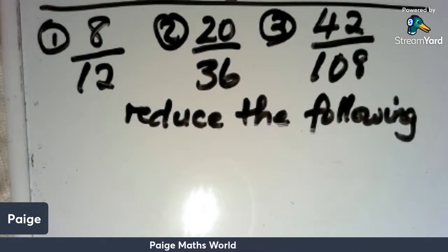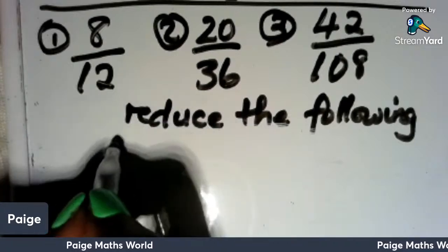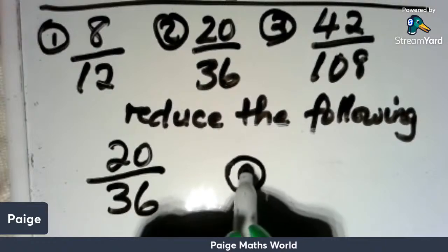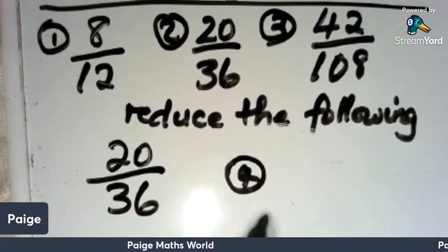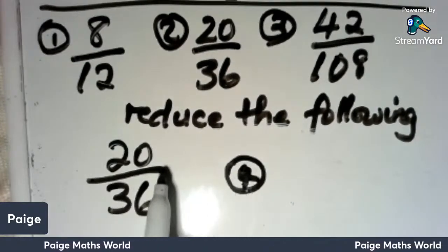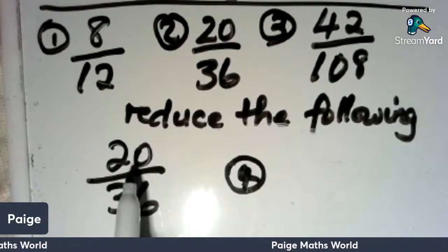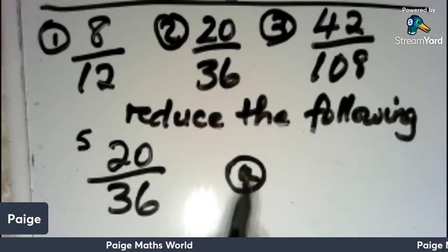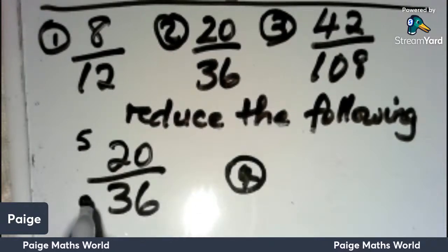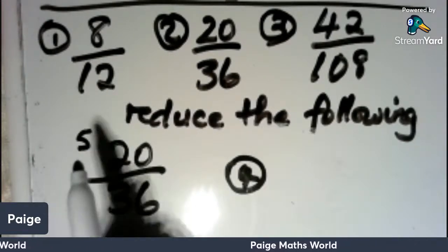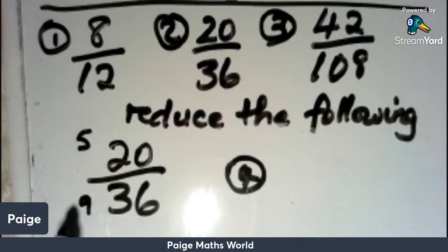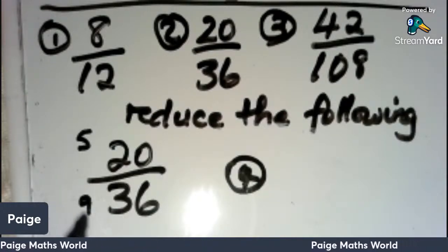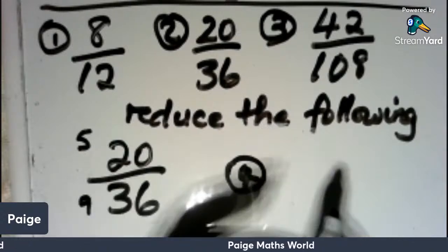So we can say 20 over 36. We're going to use a factor of 4, because that is indeed the highest number. So 4 into 20, how many times can we get 4 from 20? We can get 4 from 20 five times. And we can get 4 from 36 nine times. So the answer is 5 over 9. This cannot be reduced any further, because there's no number that can go into 5 and 9 without leaving a remainder. Or we can use 2.